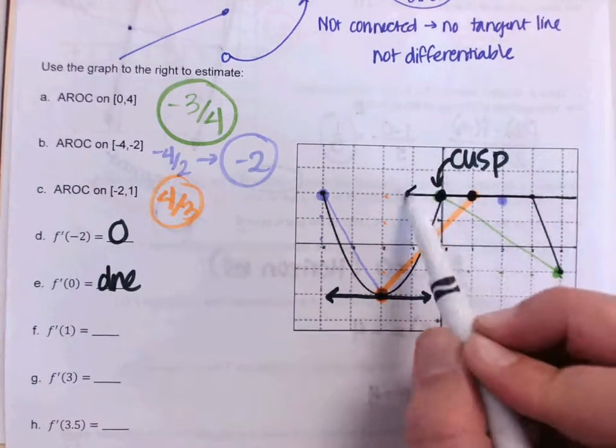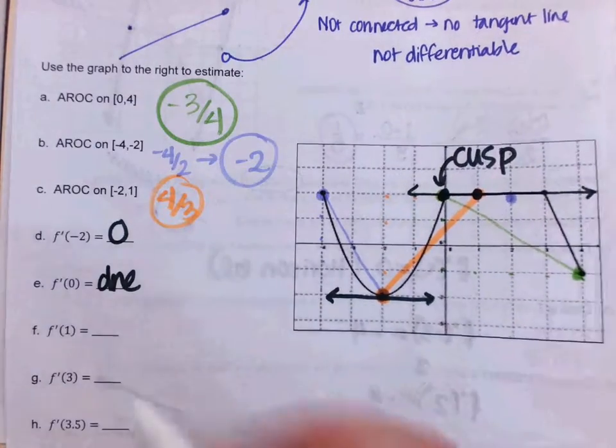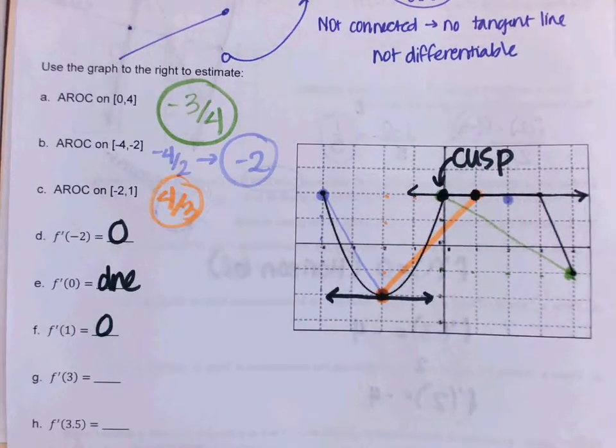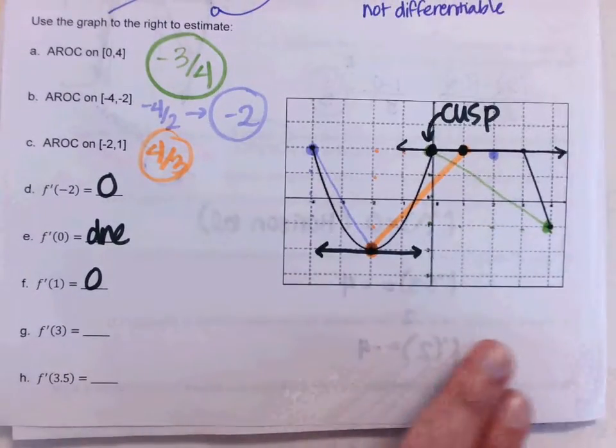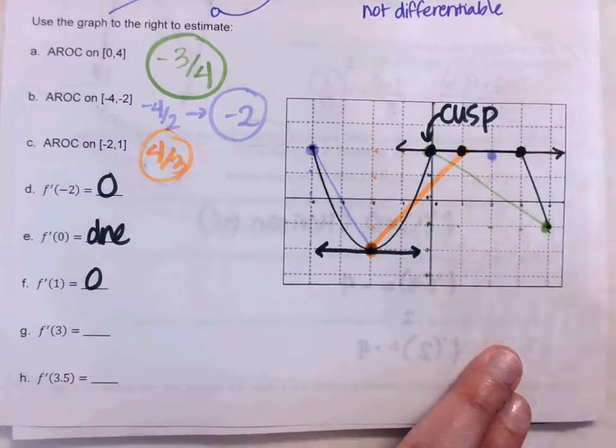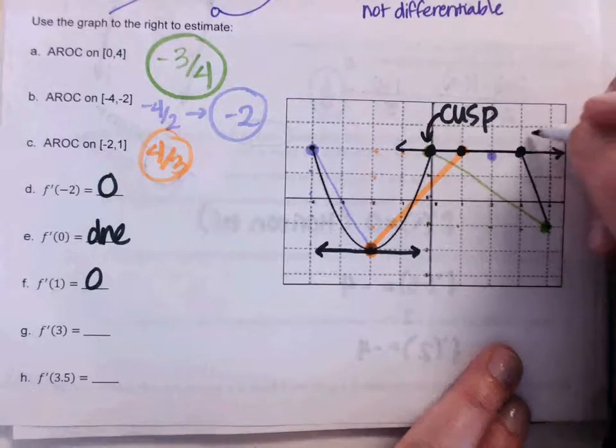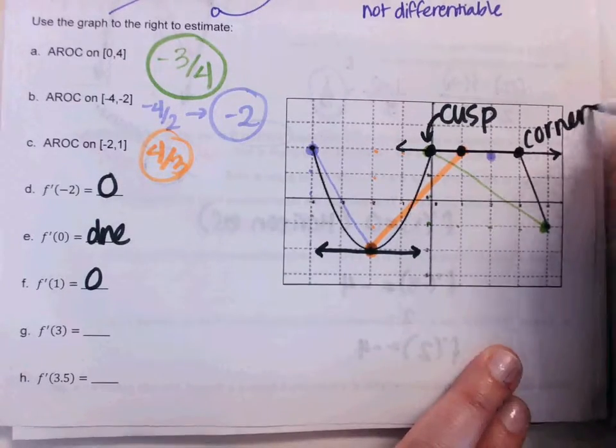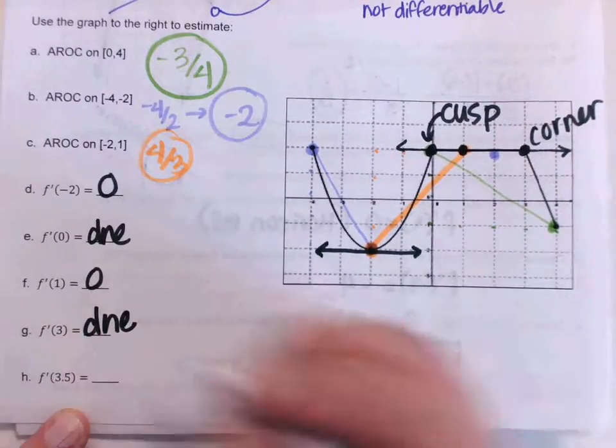Sure, it'd look like that. What's the slope of that guy? 0. Next, I want f prime at 3. Look at 3. Can I draw a tangent line on that guy? No, that's a corner, so it'd be DNE.